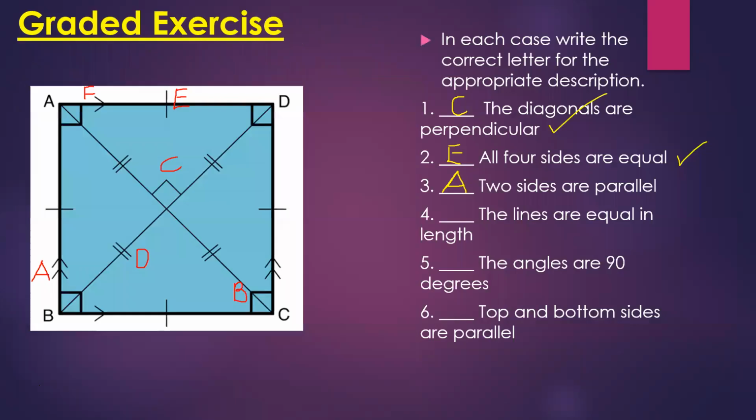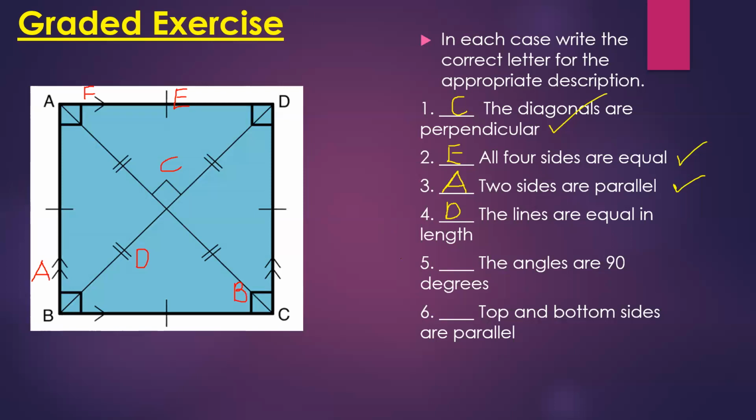Someone asked a question. Someone's calling me. All right. Number 4. Can you do number 4, please? Number 4, I have D. D, the lines are equal in length. Yes, that's correct. D, the lines are equal in length. Who else has D? I have it. Yeah, very good.